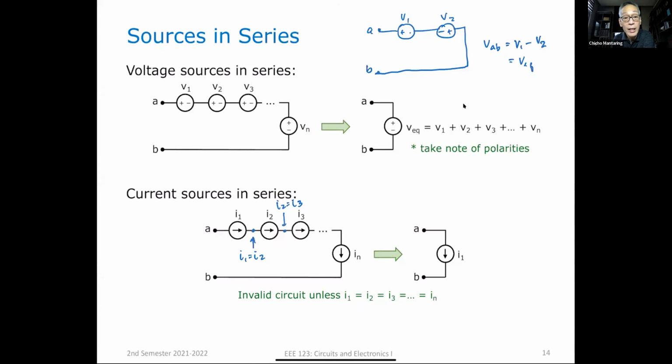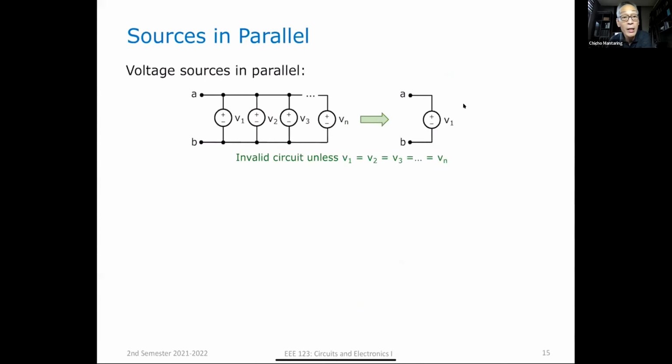So those are sources in series. Again, you have to be careful. In this case, all of the currents have to be in the same direction. If one of these currents is in the opposite direction, then you already know that that's an invalid circuit.